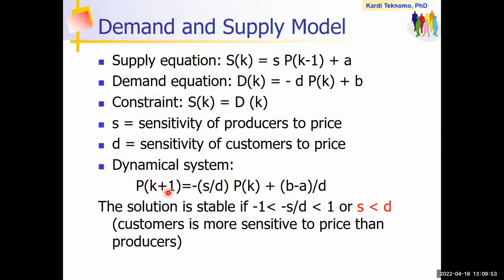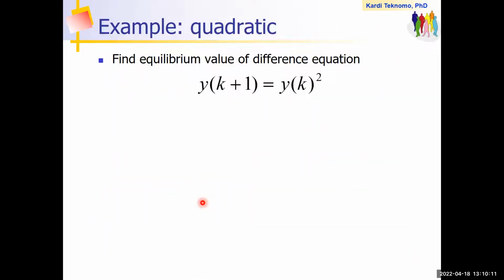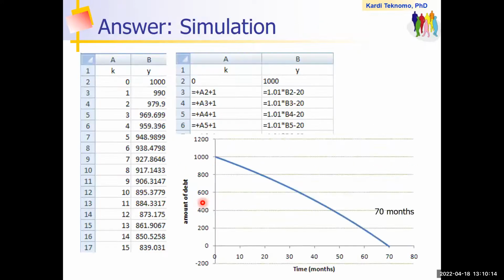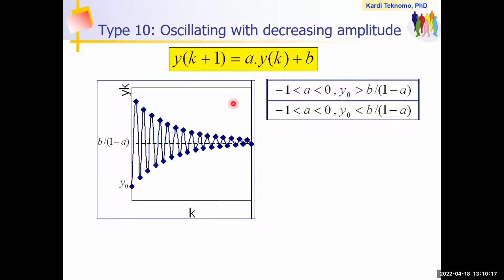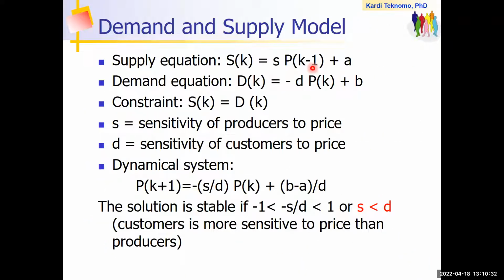So what is this? Can you see the equation? This equation is basically affine, right? This is the same as the one that we discussed earlier, the affine difference equation. The affine difference equation is something like y_{k+1} equals A times y_k plus B, where A and B are constants. So it is exactly the same.